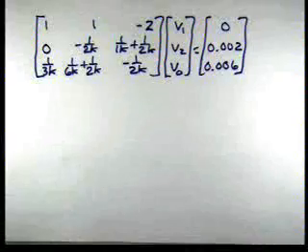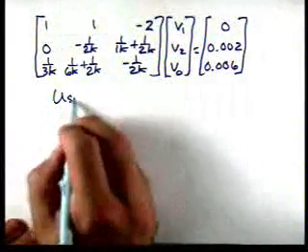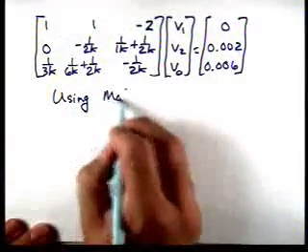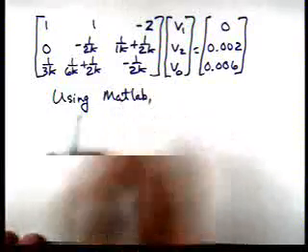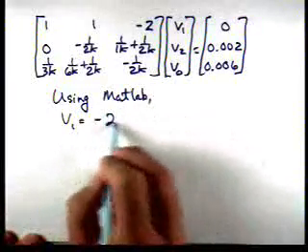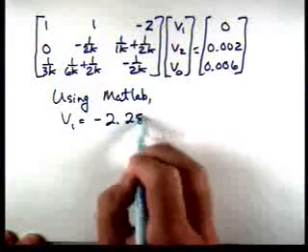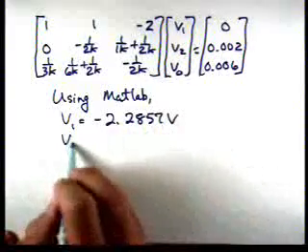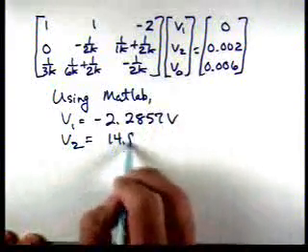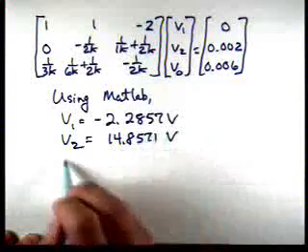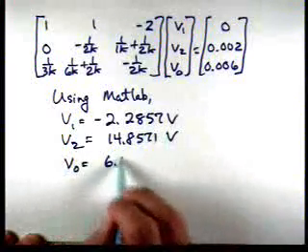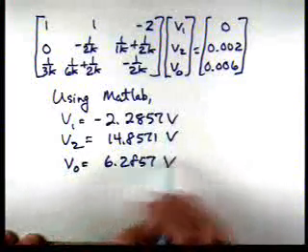Now, using MATLAB, here's our solution. V1 is minus 2.2857. V2 is 14.8571. And then V0 is 6.2857. So there's our answer.